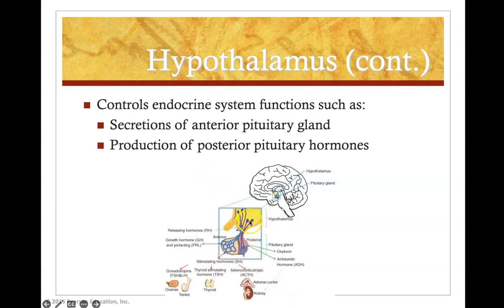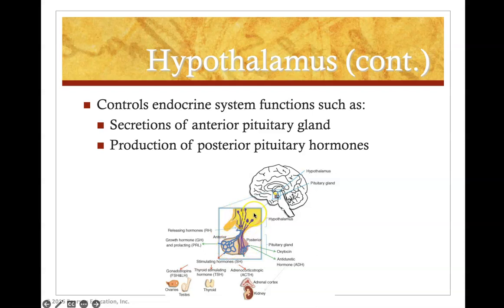This is nice if you can learn this now. So the anterior pituitary hormones are not made by the hypothalamus. The hypothalamus just releases certain hormones that tell the anterior pituitary what to release, but it doesn't actually make the hormones that are being released.